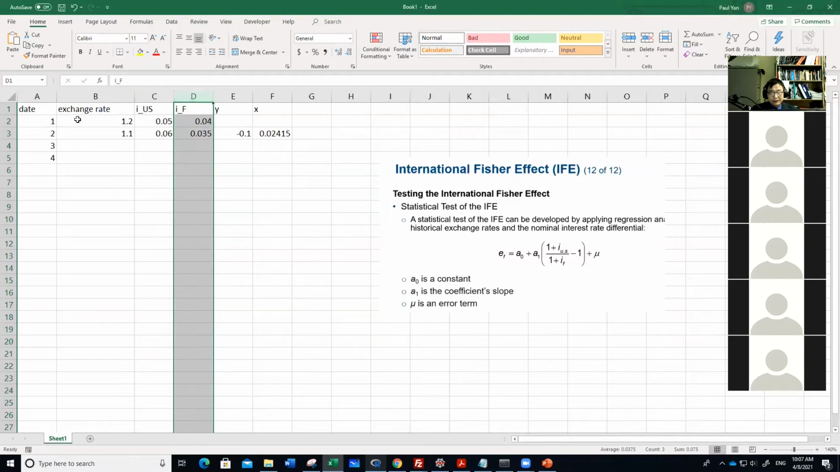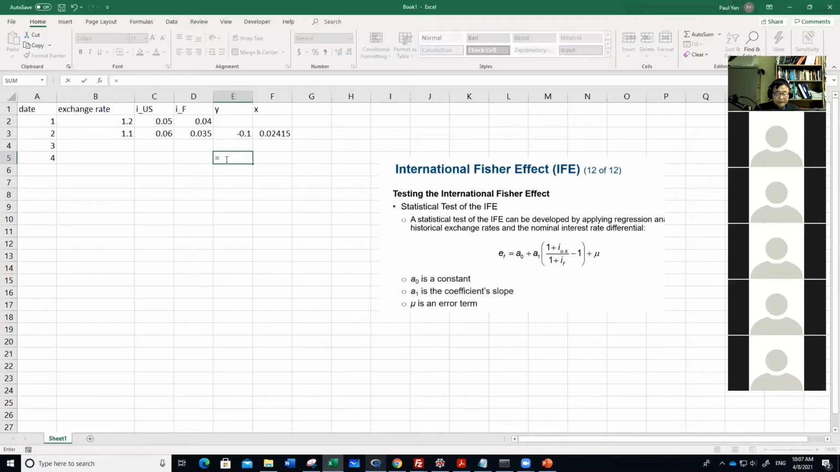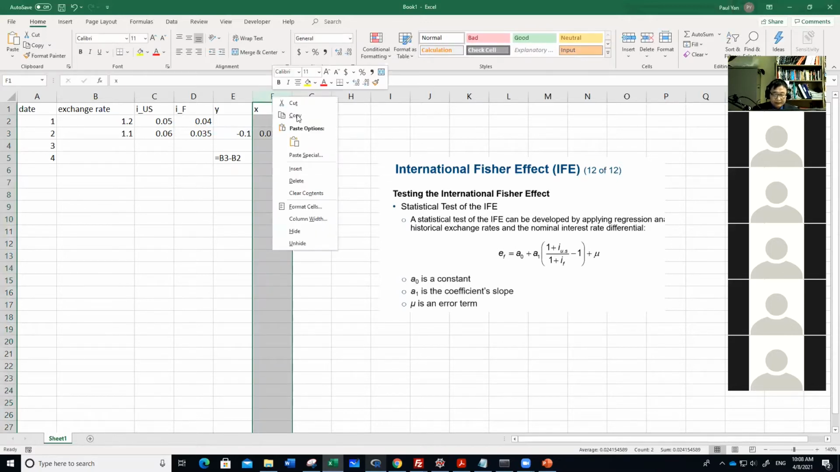Now based on these columns, we generate 2 columns, simply Y and X. Y is the change in exchange rate. X is simply 1 plus the US interest rate, in parentheses, divided by 1 plus the interest rate in the foreign country, minus 1. I'm going to show the formula, and I'm going to add another column.